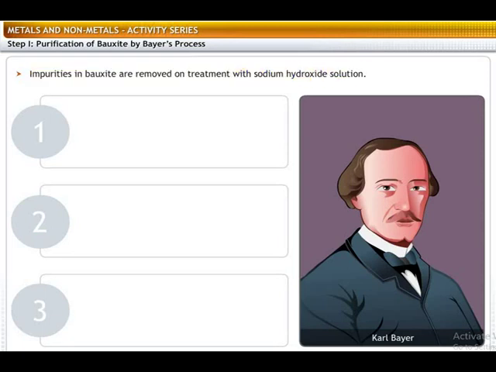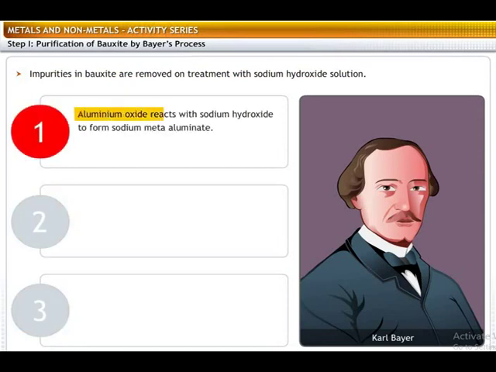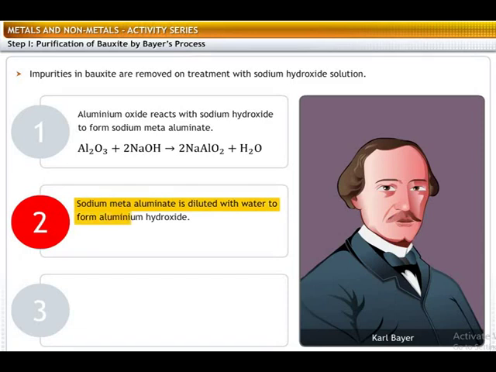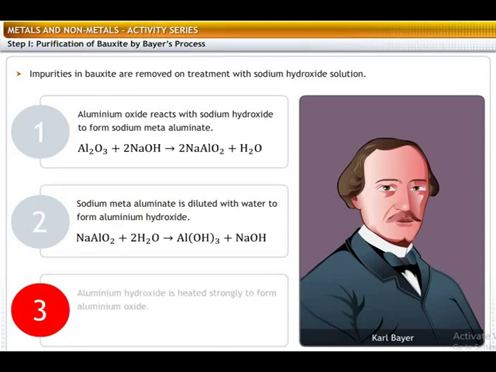Purification of bauxite involves 3 steps. In the first step, aluminium oxide is allowed to react with sodium hydroxide to form sodium metaaluminate. In the second step, sodium metaaluminate is diluted with water to form aluminium hydroxide. In the third step, aluminium hydroxide is heated strongly to form aluminium oxide.